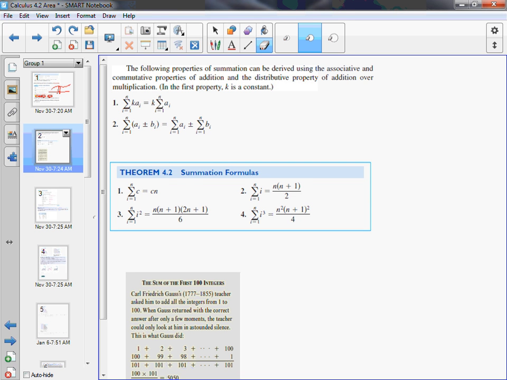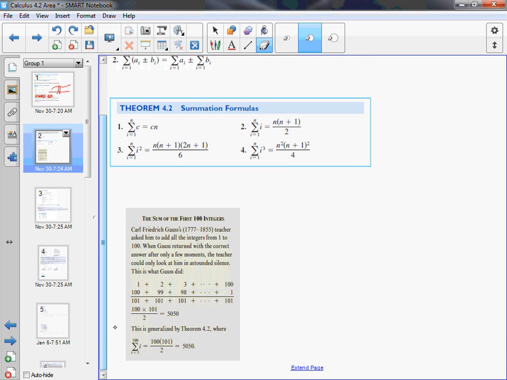Haven't we done that with limits? That's essentially what we did with limits, right? We said if you have a factor or a common factor, you can put it in front of the limit sign. And if you've got the limit of 2 or 3 terms added together, you can take the limit of the first term plus the limit of the second plus the limit of the third. Works the same way. Okay? All right, now let's look at these summation formulas.